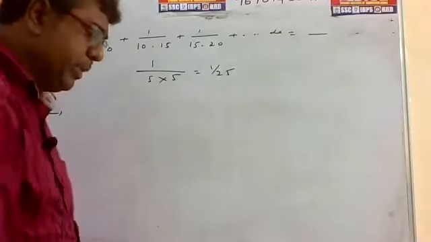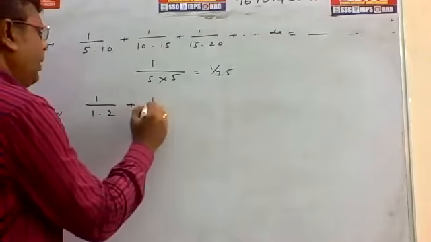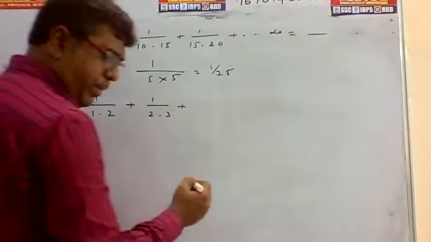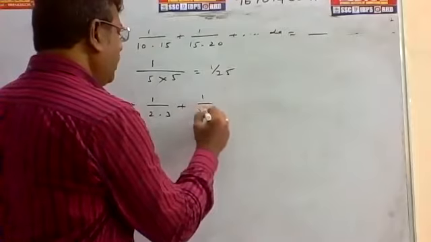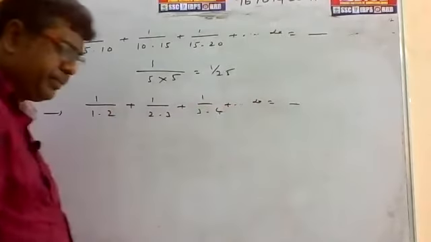Same model, last one in this paper. 1 by 1 into 2 plus 1 by 2 into 3 plus 1 by 3 into 4 plus so on infinity is equal to dash.